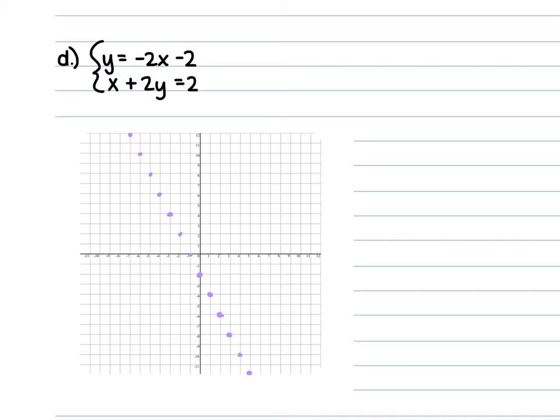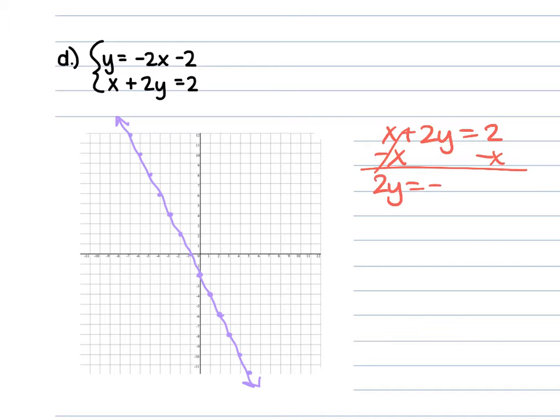For the next line, we have x plus 2y is equal to 2. So we're going to get y by itself. We're going to subtract x from each side. We have 2y is equal to negative x plus 2. Then we divide each side by 2, and we have y is equal to negative 1 over 2x plus 1.